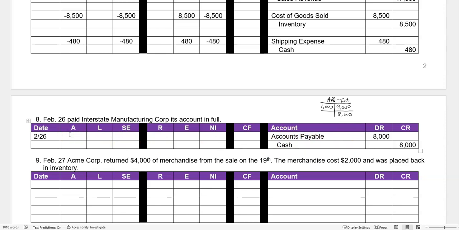Financial wise, that's going to bring our assets down by 8, but it also brings our liabilities down by 8. That's a good thing, to pay off our liabilities. No impact to the income statement, but this is a cash flow. This is an outflow. And again, from operating activities, we're paying a short-term operating liability here. So it's an operating activity.